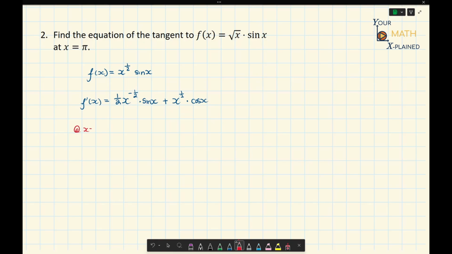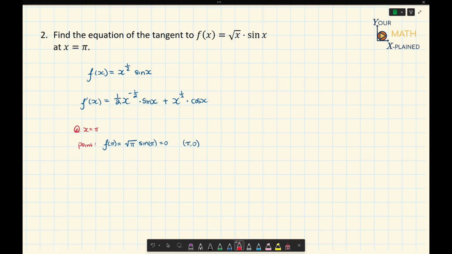At x is equal to pi, there are two things we need to find. The first thing is we need to find our point, and we can do that by substituting in the x value into the original function f of x. That means f of pi is going to be equal to square root of pi multiplied by sine of pi. And sine of pi is just equal to 0. So this is equal to 0, which means our point is going to be pi, comma, 0.